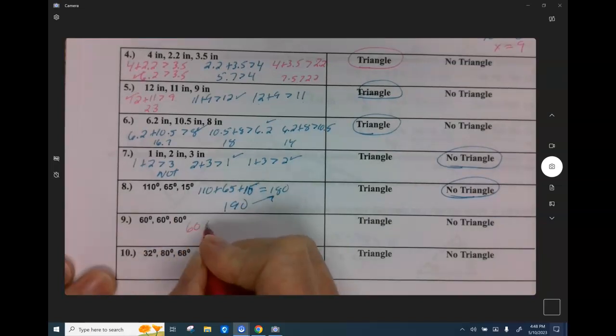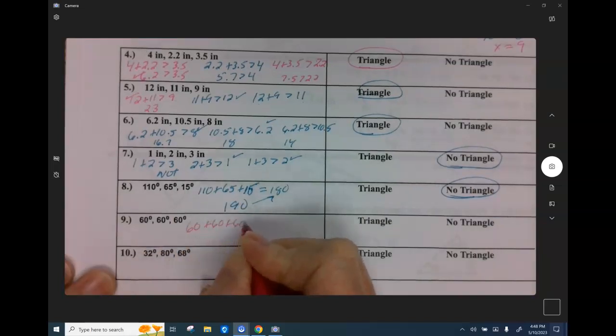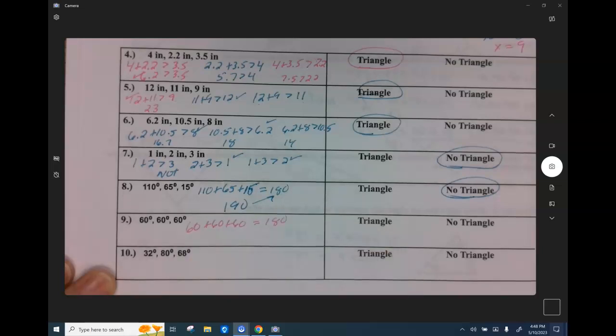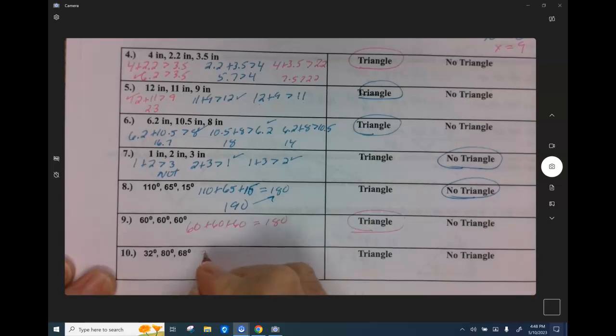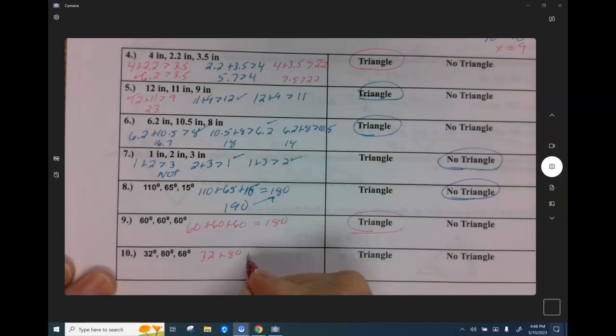So 60 plus 60 plus 60, is that equal to 180? Yeah, because 3 times 6 is 18, so 180. That one's a triangle. 32 plus 80. And notice on this one, I didn't have to do any more work. I could see from that one. Now this, I'm going to add these up using my calculator. Go.